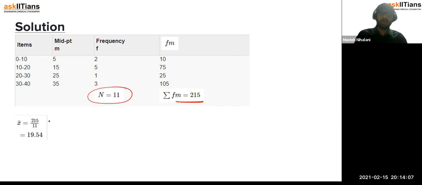You will tell me, this is what we learned in the last class as well, the calculation of mean using the direct method. What is so different in this? That is where we come to now.